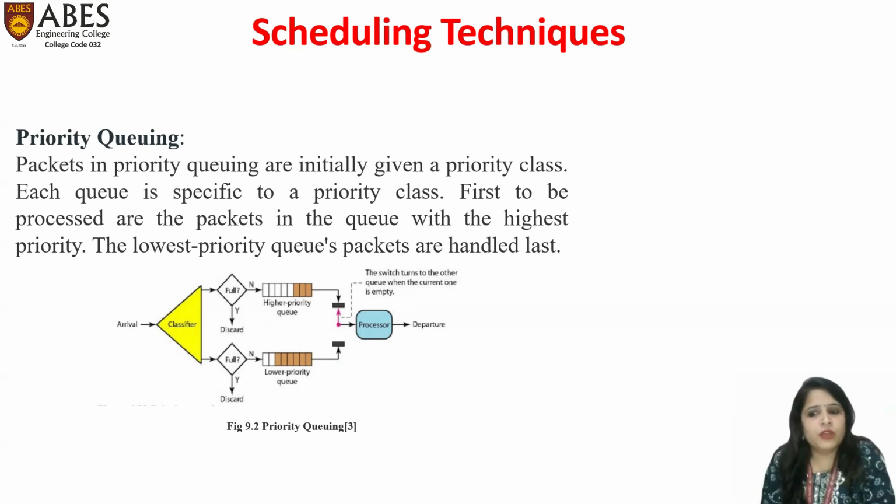The second scheduling technique to improve the quality of services is priority queuing. In priority queuing, we assign some priority on the basis of the information contained in a packet. According to the priority number, we can create a different queue for each kind of priority, like a high priority queue and a low priority queue. Packets in priority queuing are initially given a priority class. Each queue is specific to a priority class. First the processor will pick the packets in the high priority queue. After that, the processor picks the lower priority queue packets, right?